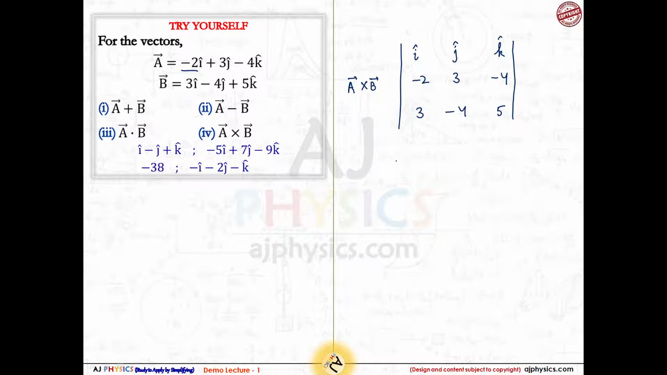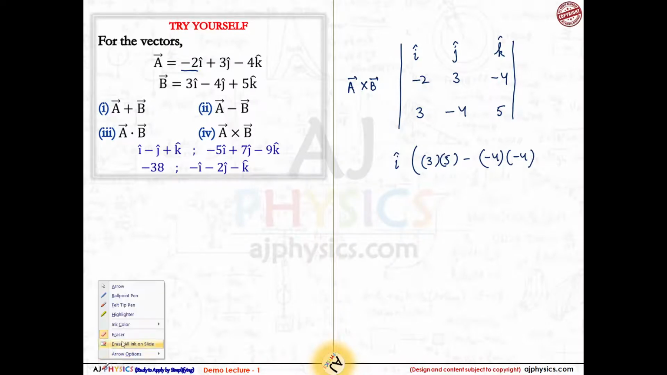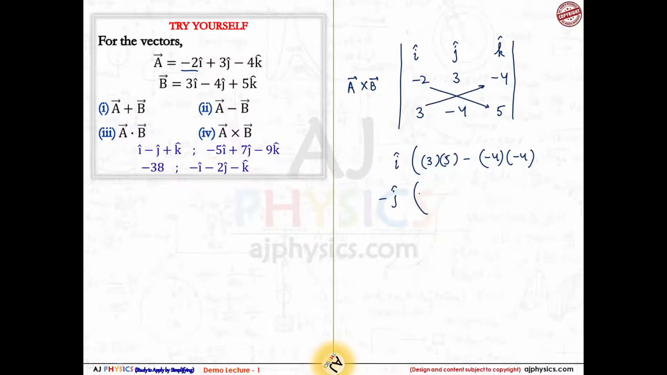So how to solve this? I have already explained you. This will be i cap, 3 multiplied by 5 minus of minus 4 and minus 4. Then for the j cap, it would be minus 2 multiplied by 5 and 3 multiplied by minus 4.